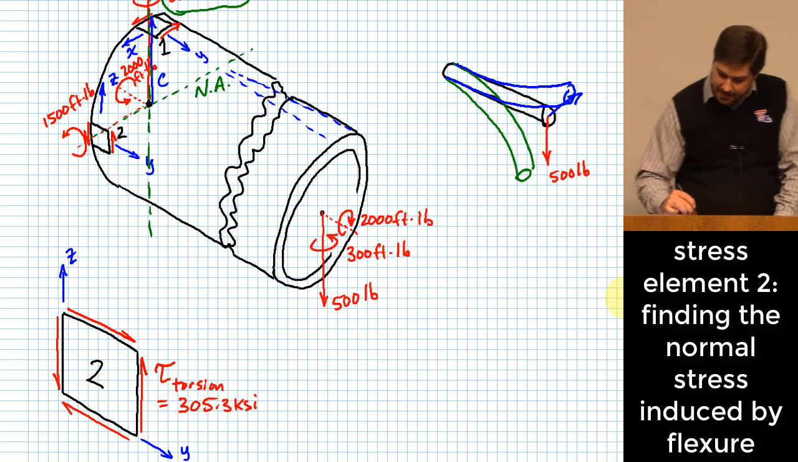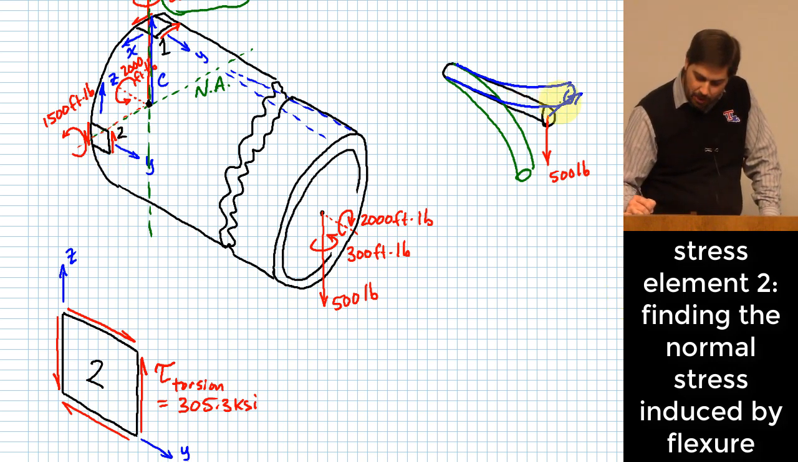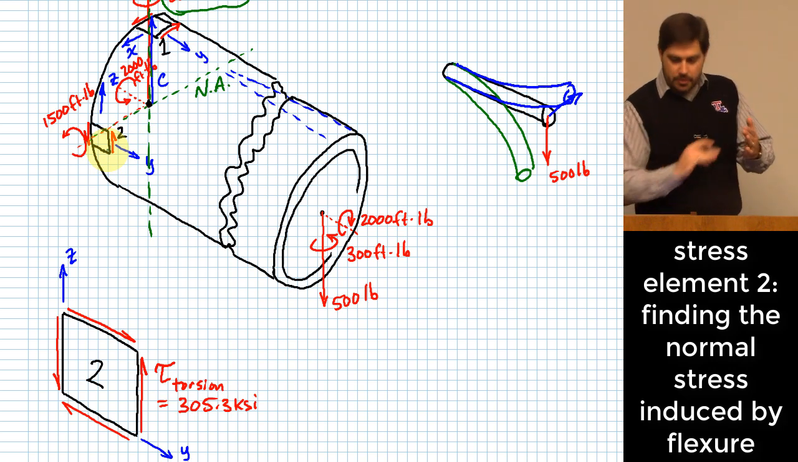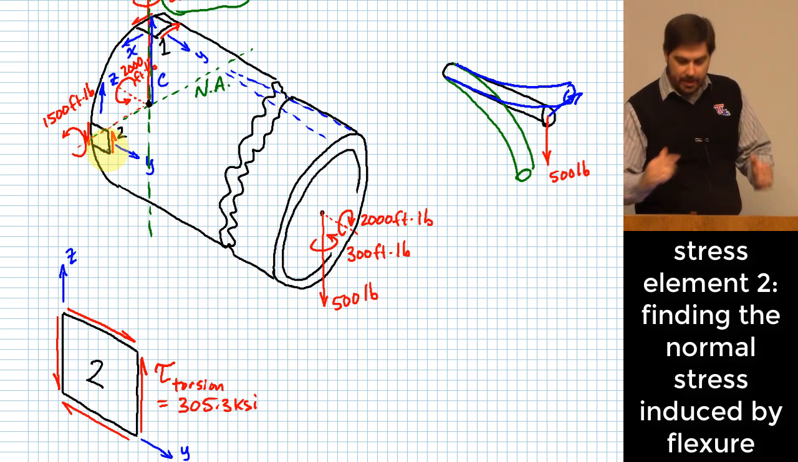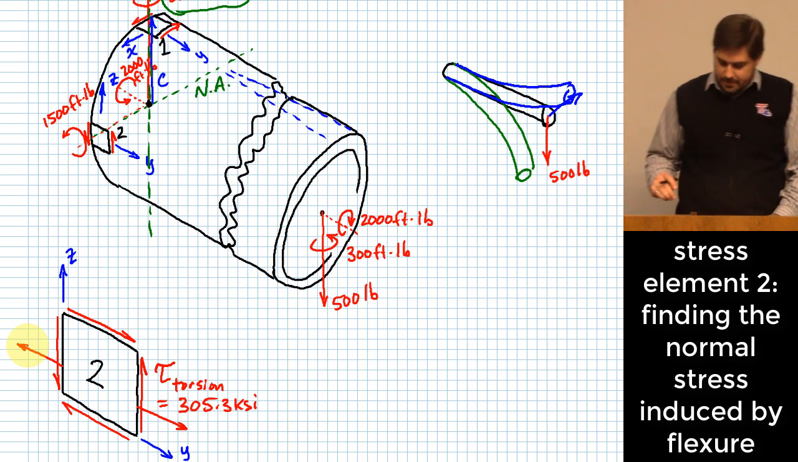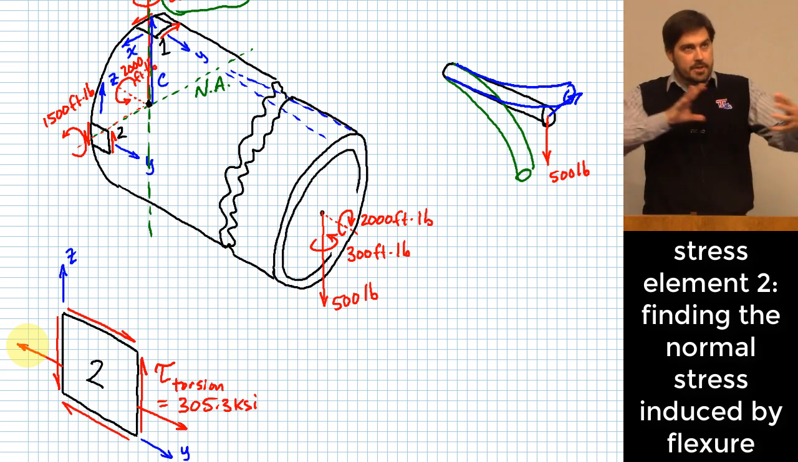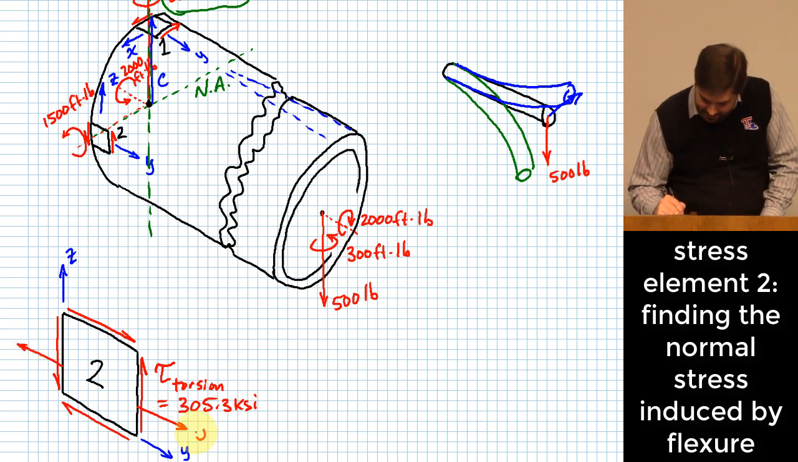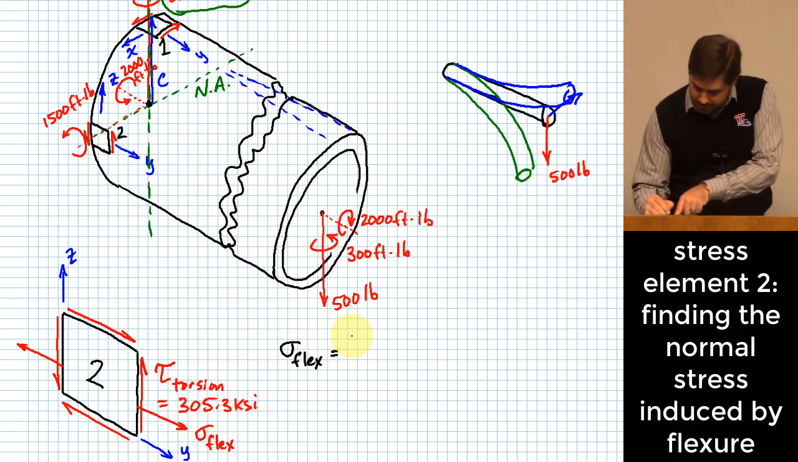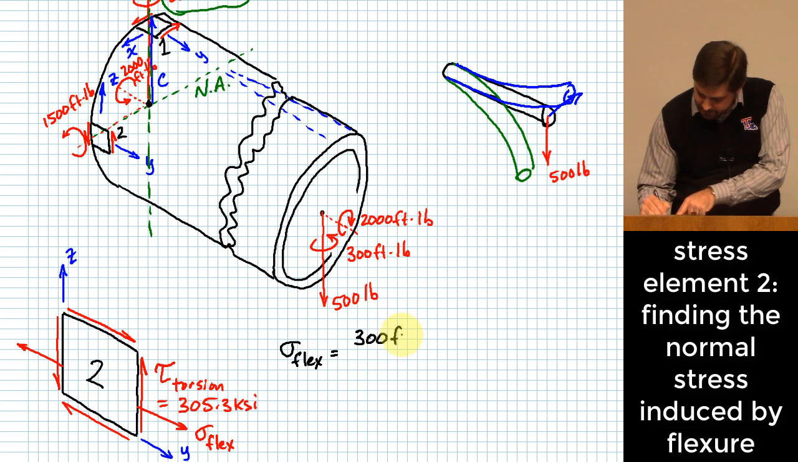Let me ask this. Is patch number 2 having to elongate or compress due to this stress? It elongates, right? So we show a stress that lengthens, tries to elongate that member, and that's my flexural stress. Okay? And the value of that flexural stress is going to be equal to 300 foot-pounds.